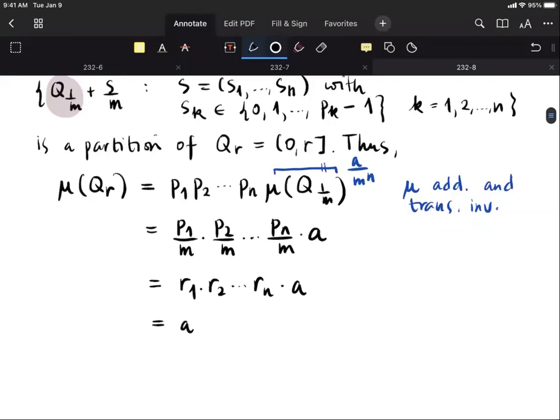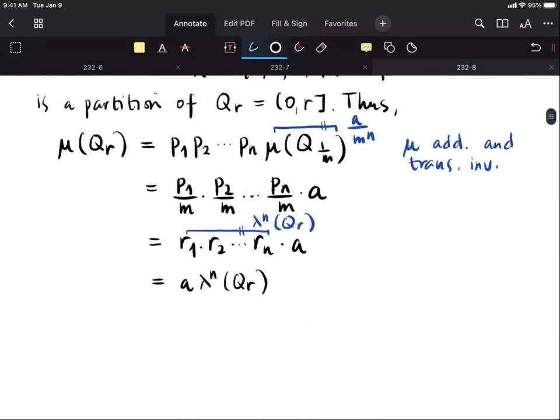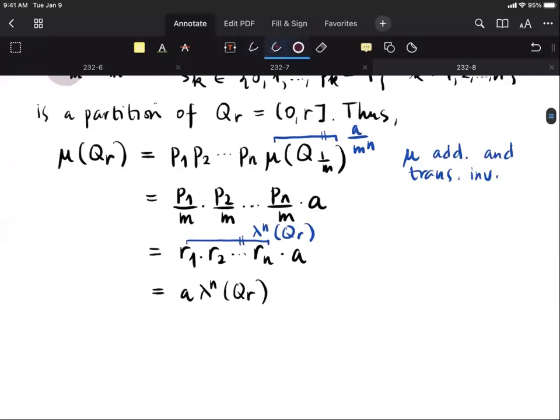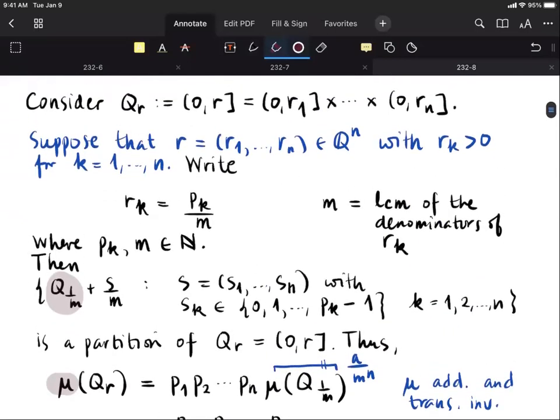And take note that this is the Lebesgue measure of QR. So this is lambda n of QR. Okay. So therefore, mu is equal to A lambda n. However, for cells with left endpoint 0 and so far a rational QR.